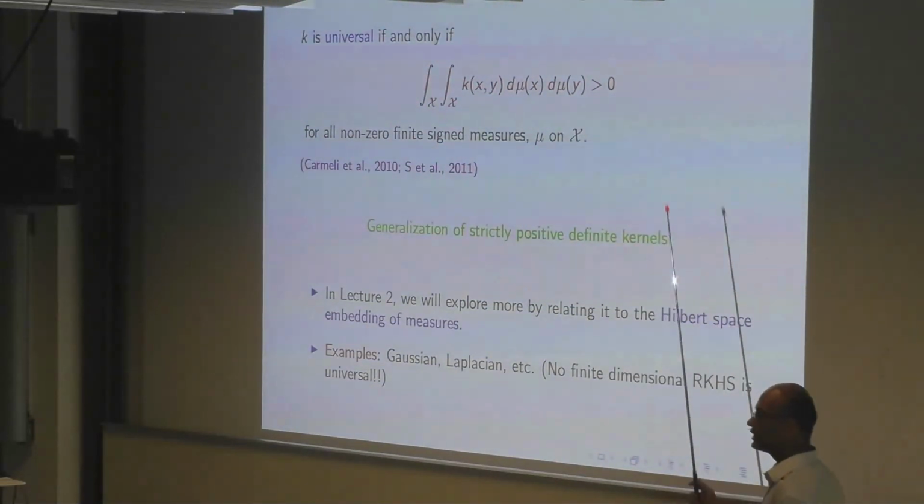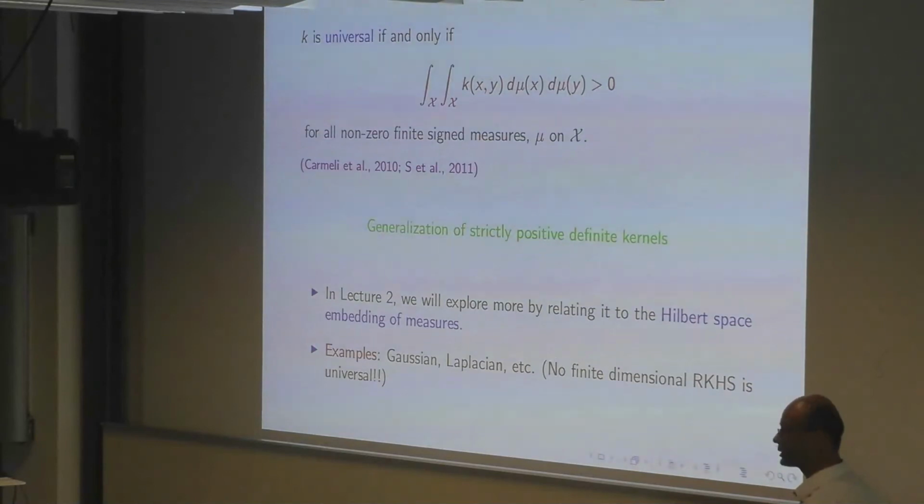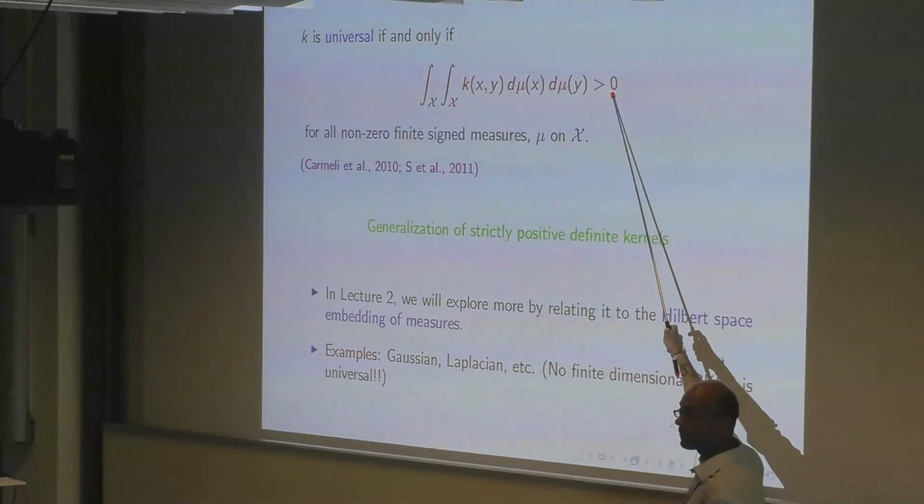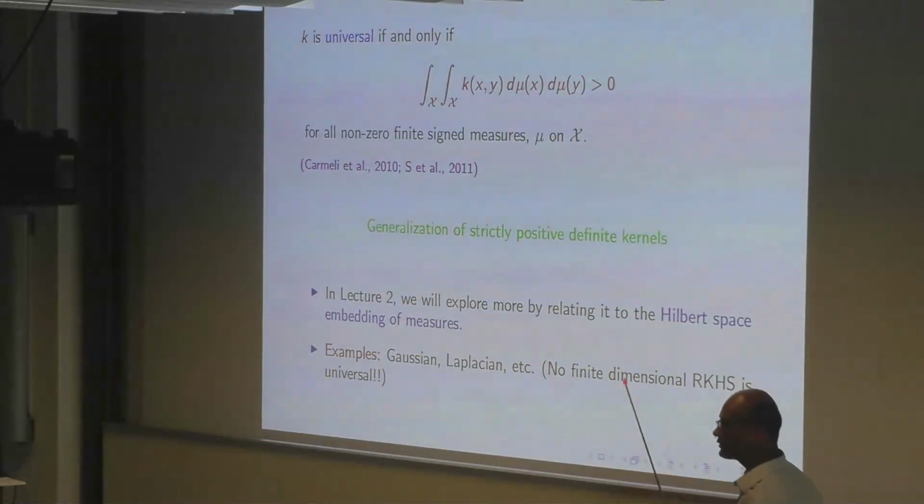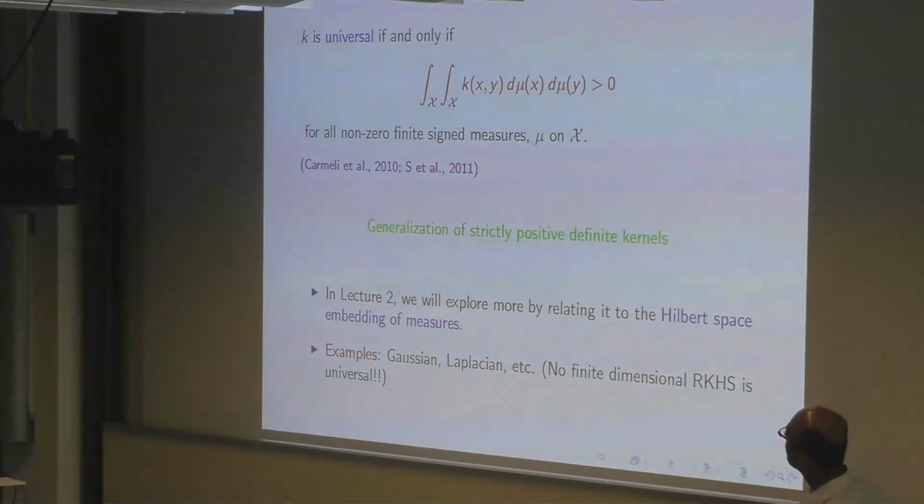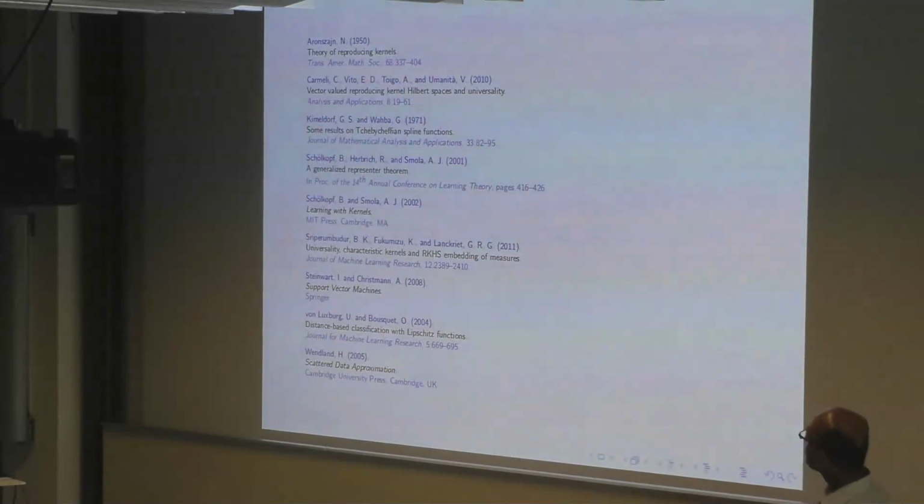But the crux of the story here is, if you need to do anything reasonable in terms of consistency, you have to work with infinite dimensional spaces. You cannot work with polynomial kernels. Polynomial kernels are finite dimensional, and they do not satisfy this property. Okay, so you have to work with infinite dimensional spaces. So that's the end of lecture 1.